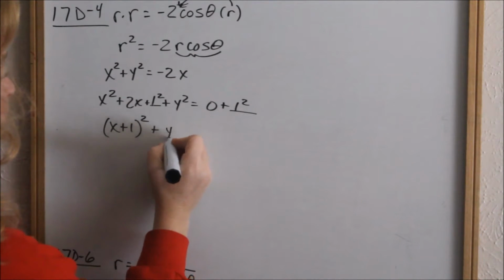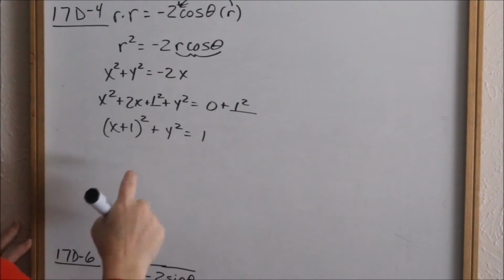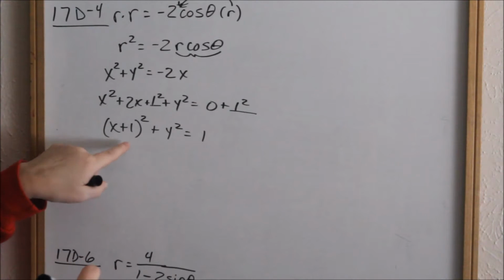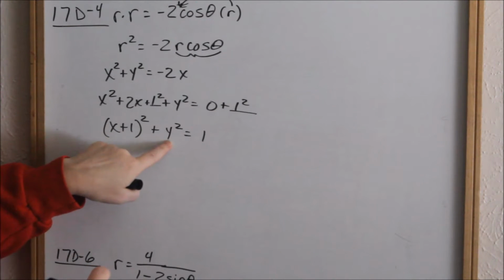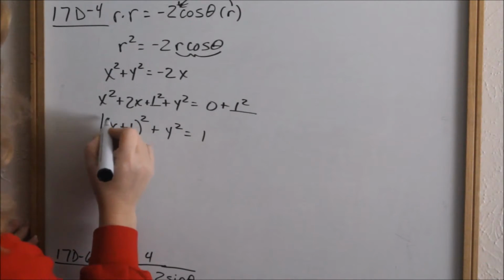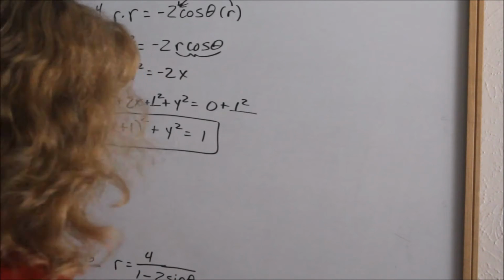And then I still have my y squared equals 1. 0 plus 1 squared is 1, and that is in the form of a circle. The center of the circle would be -1, 0, and then the radius would be the square root of that, which is 1. I know it gets tricky trying to remember all these things.